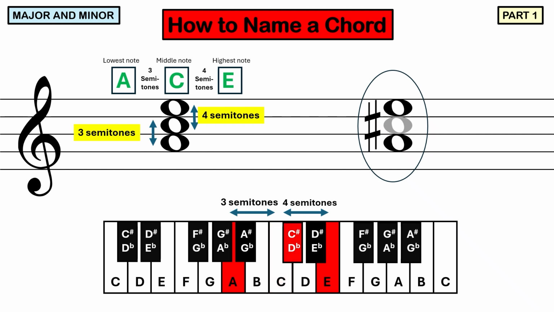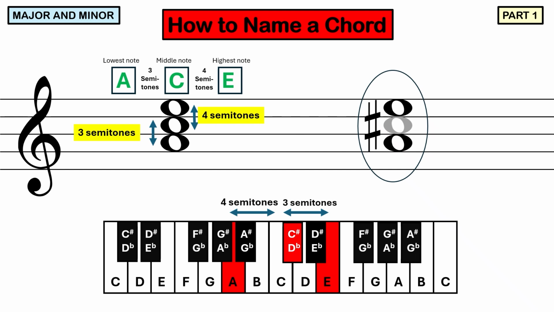This means we have extended the distance between the lowest note and the middle note of the chord. The lowest note of the chord is A, but the middle note of the chord is now C sharp. This means that there's now a greater number of semitones between the lowest note and the middle note, which has now increased to 4 semitones. This also means that the distance between the middle note and the highest note has now decreased to 3 semitones.